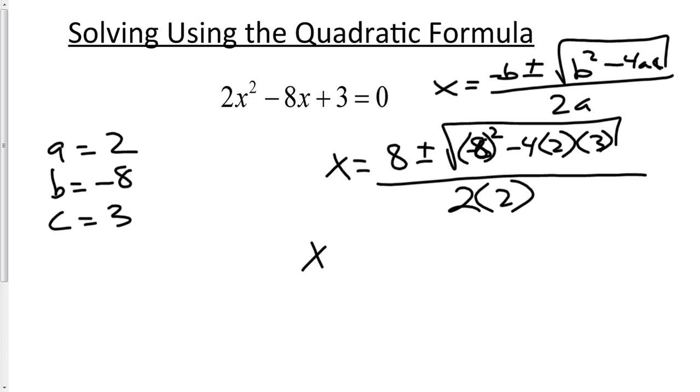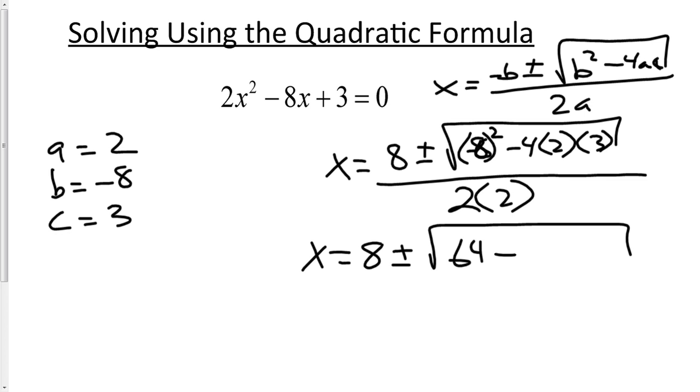So I have x equals the opposite of b plus or minus, well, I have 64 because I get minus 8 squared, minus 2 times 4 is 8, times 3 is 24, all divided by 4.